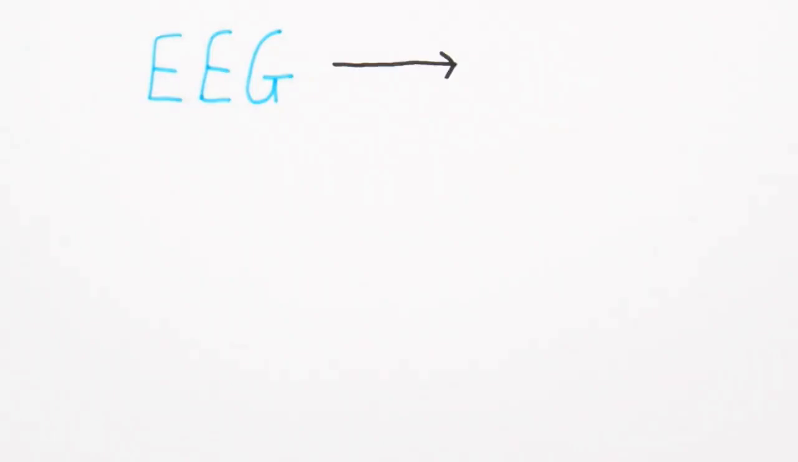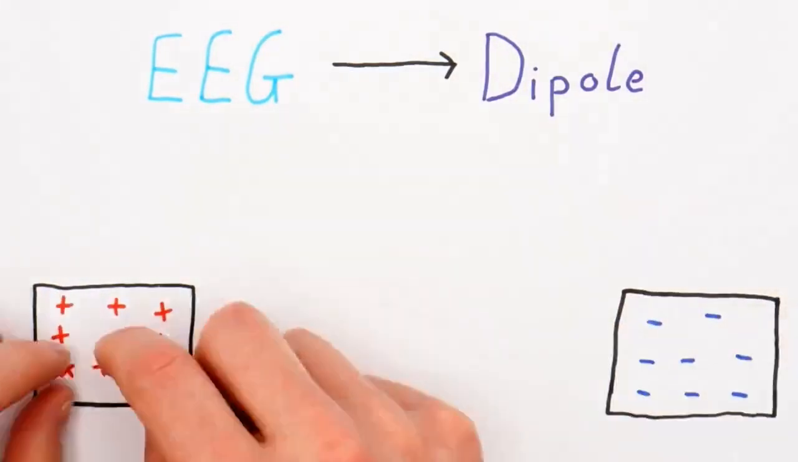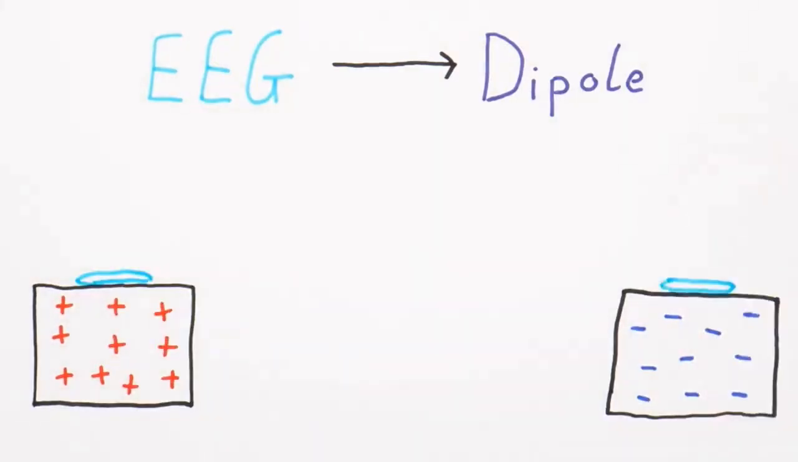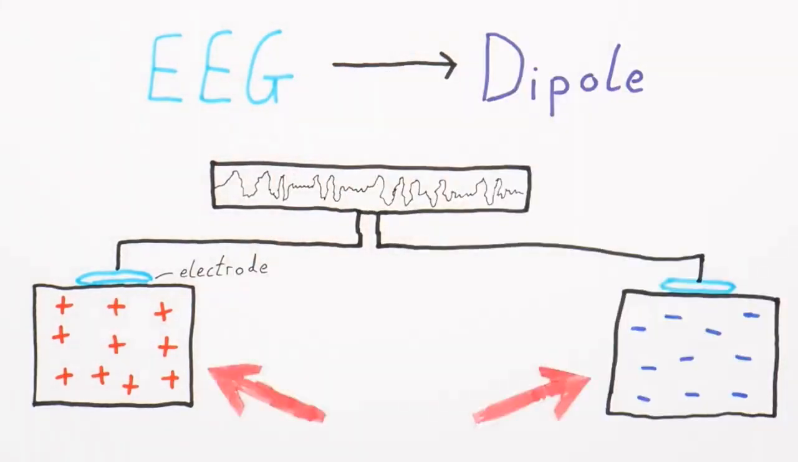So how could this technology actually work? EEG exploits something called a dipole. A dipole is two different charges that are separated by a distance. So if we stick electrodes, bits of metal that conduct electricity, here and here, we can generate a readout of the difference in charge between these two areas.